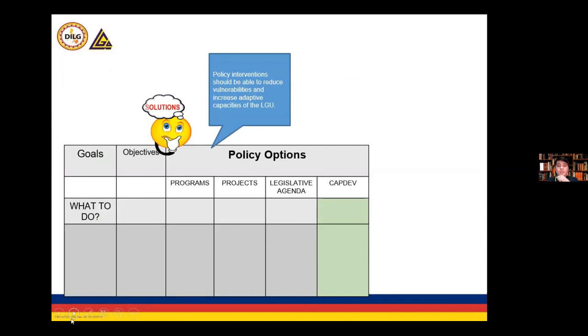So sa policy options, general statement. Okay? Sige. So sa policy options, hindi natin susundin itong may breakdown. Ano? General statement lang tayo. Kasi yung breakdown niyan, yung programs, projects, legislative agenda, and CapDev will be captured dun sa succeeding workshop, which is identifying solutions. No? So hanggang policy options lang tayo, which must be a general statement.